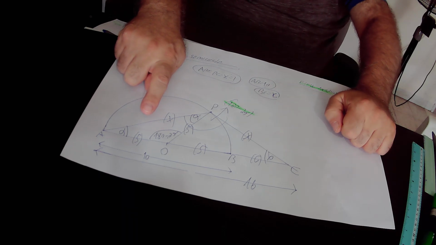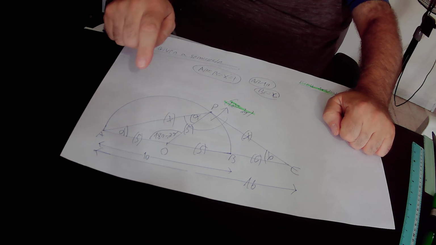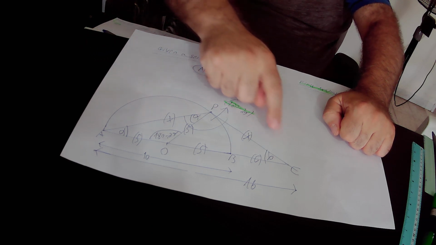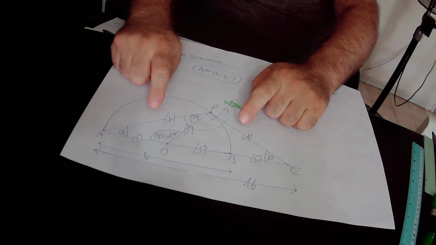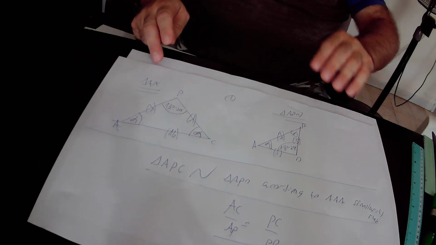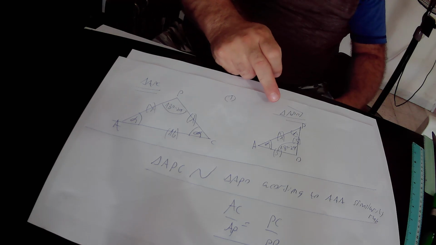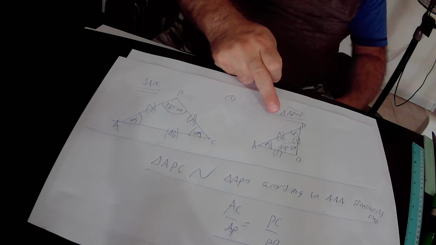In the next step, we prove that the small isosceles triangle APO is similar to the big isosceles triangle APC. So I combine those two isosceles triangles in a new page and we prove that they are similar to each other. Those are the two isosceles triangles copied from the original drawing. This is the big isosceles triangle APC, and this is the small isosceles triangle APO.